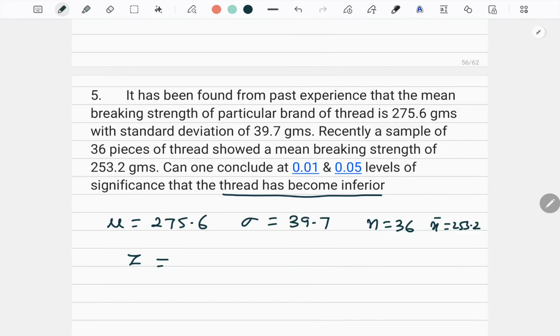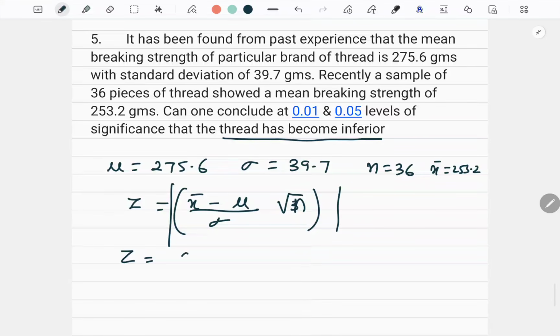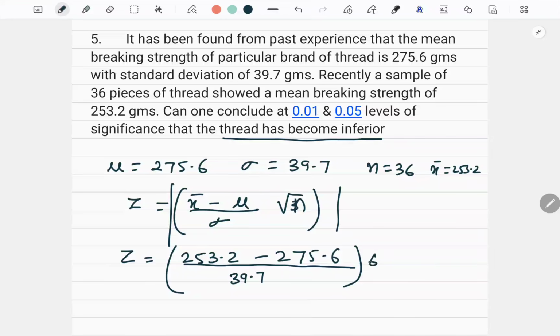So this is fixed. If you remember the formula of z, questions are very easy. So z is equal to x bar minus mu upon sigma root n. Right. So z is equal to x bar 253.2 minus 275.6, since it is the absolute value. So if you do mu minus x bar also, it's perfectly okay, because you have to consider only the magnitude, right? Upon 39.7 and root n means root 36. So let us solve this now.